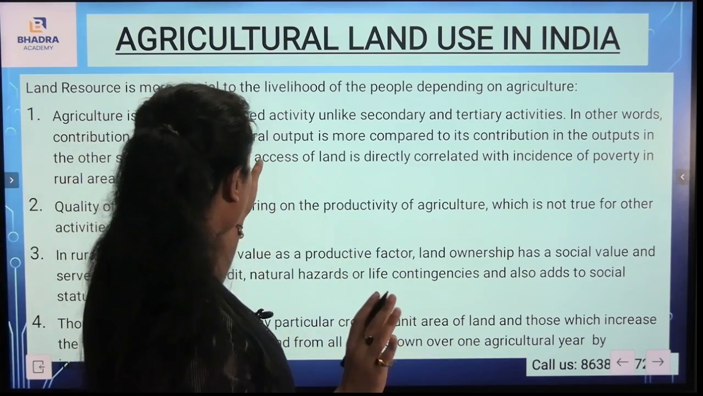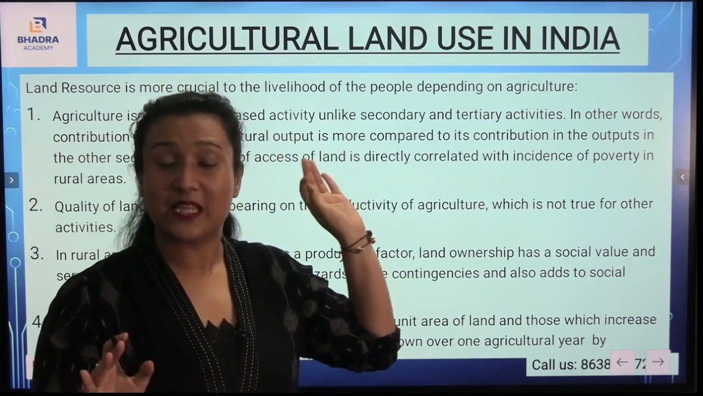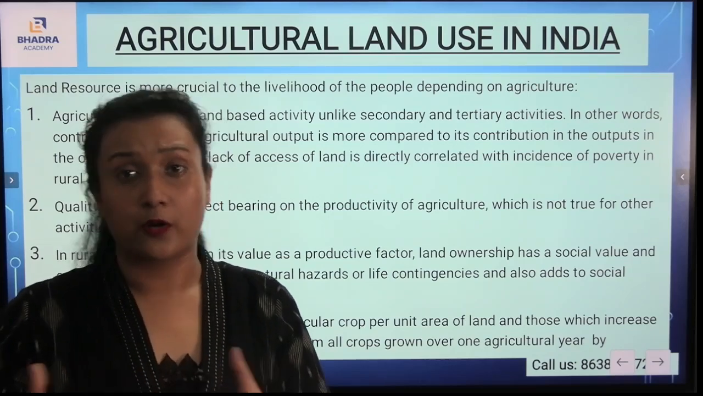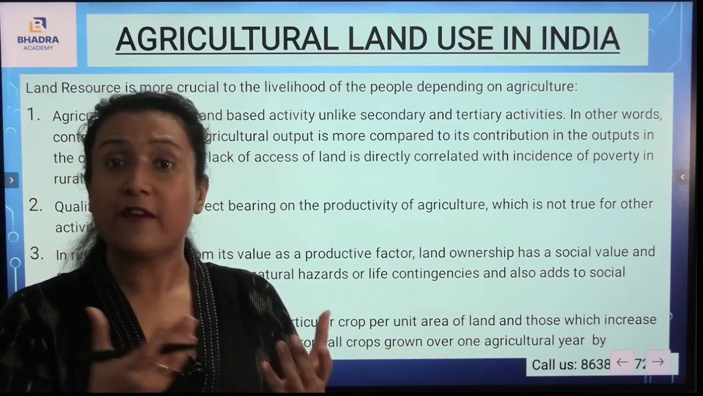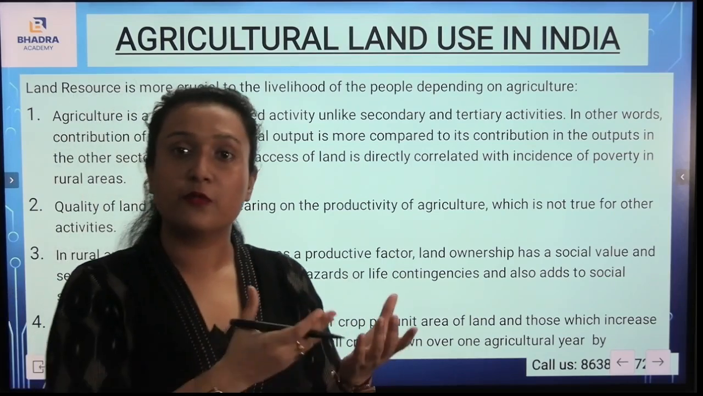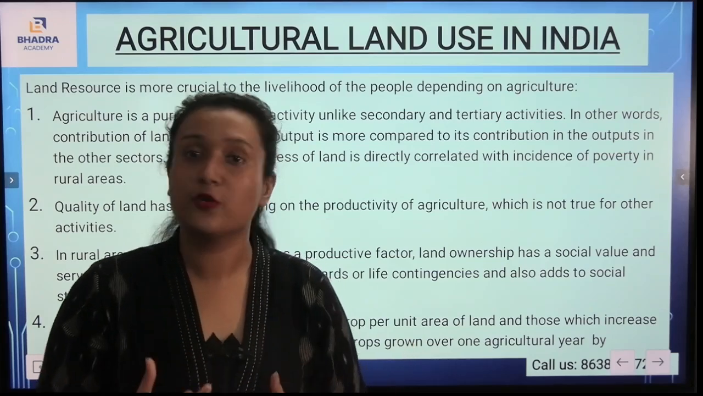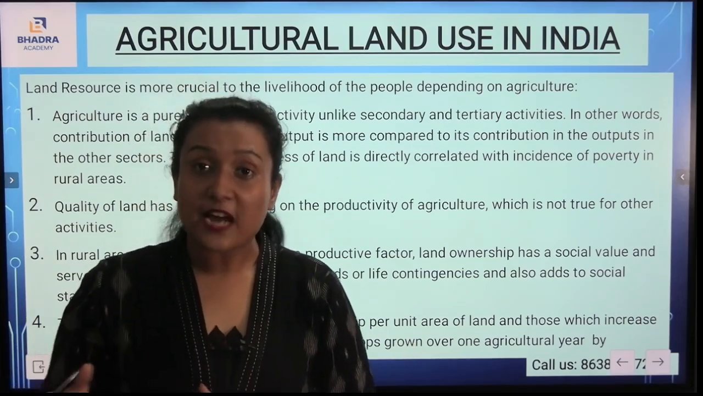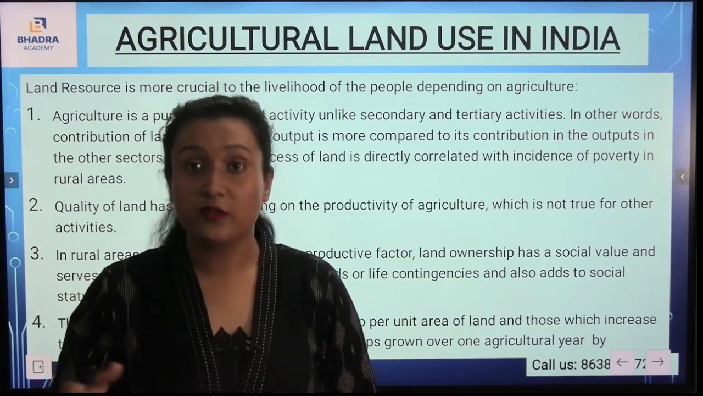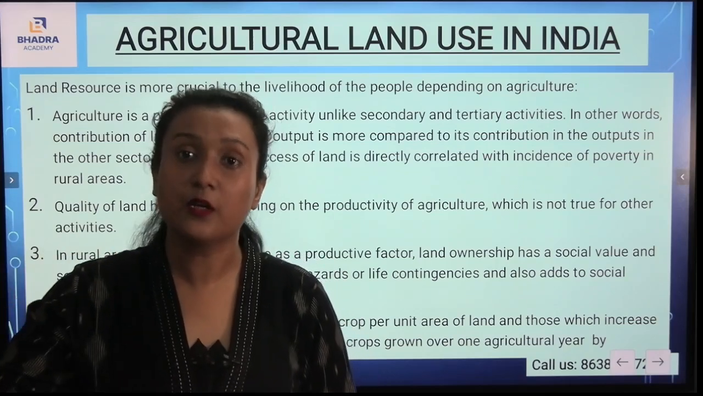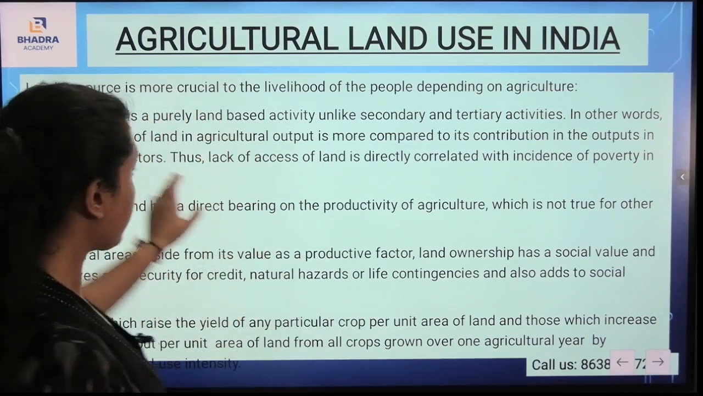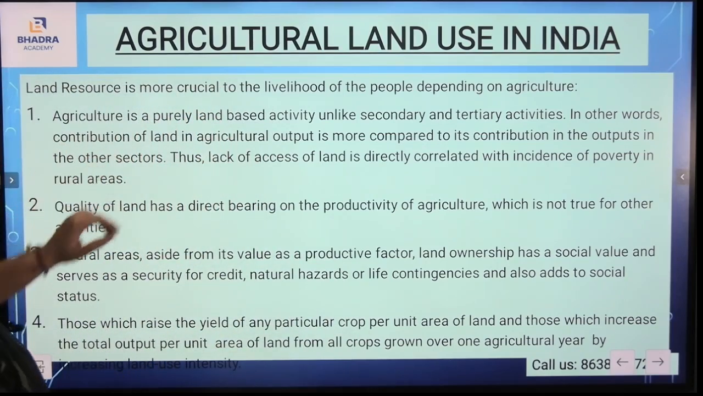And second, the agricultural output is still less in comparison to the growing of the crops. Why? Because most of the people have no access to the agricultural land. So as a result, many crops are not grown, and for that reason the output is very much less. And most of the people who are not getting access to the land are going under poverty in rural areas.